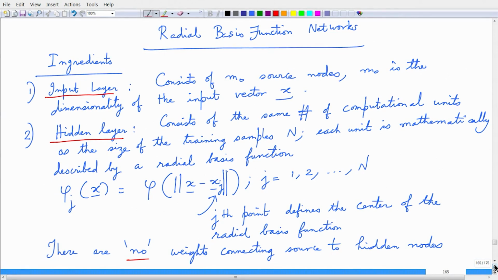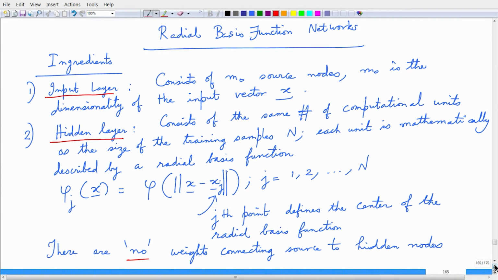We have an input layer, we have a hidden layer, we have an output layer, but this network is not typical to what we think about having a neuron as a computational unit. There are some differences and we will see this as we get into the details.